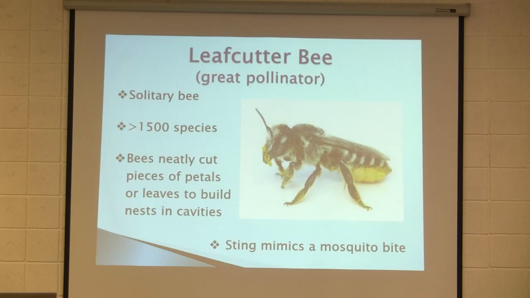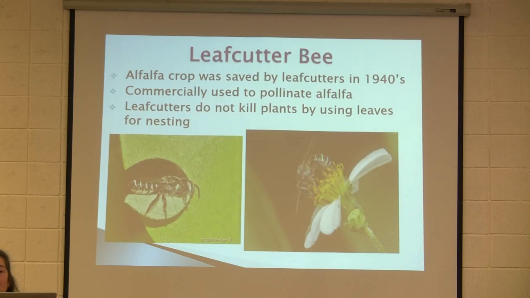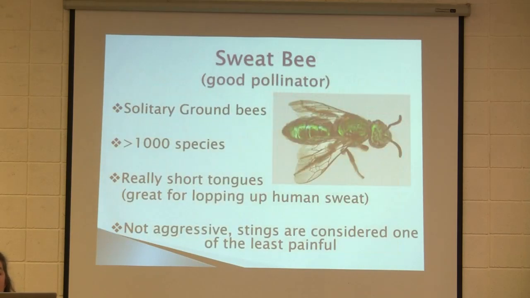And their sting is about like a mosquito bite. So not a bad stinger. The leafcutter bee actually saved the alfalfa crop in Kansas in 1940. They used commercial leafcutter bees. They brought them in to pollinate the alfalfa. And again, they don't kill the plants when they take the leaf part for their nests. So they saved the alfalfa crop in the 1940s. Their population is decreasing rapidly in the United States also.